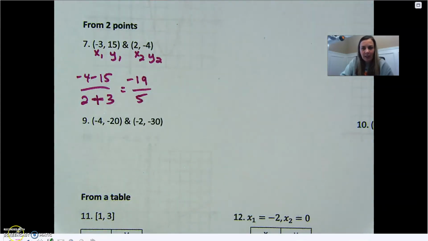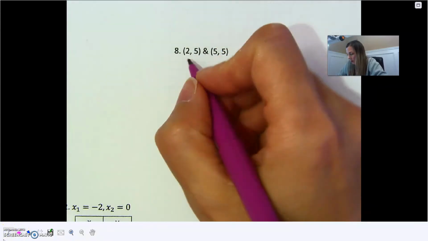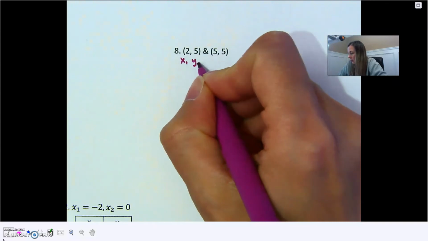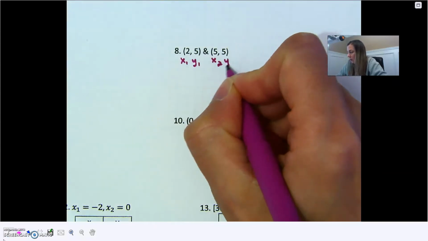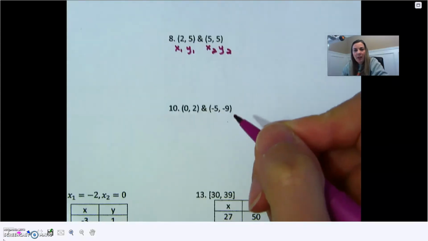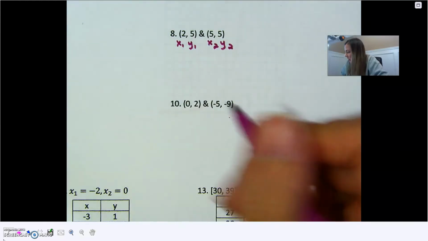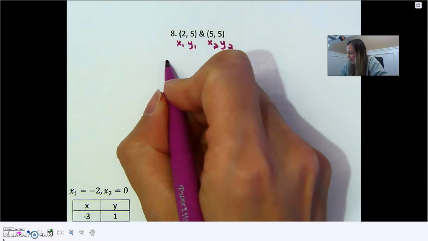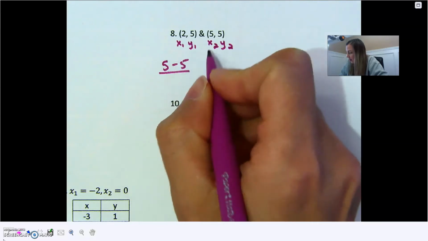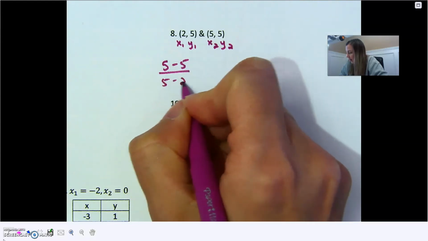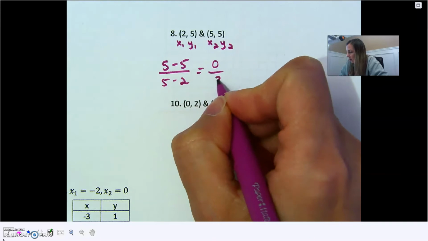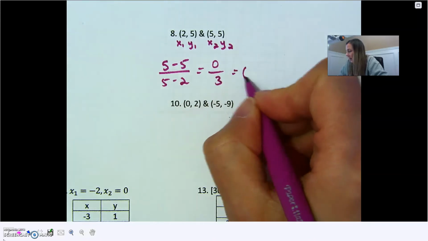All right, so let's take a look at number 8. Again, we have our ordered pairs ready to go. Here's our first ordered pair, and here's our second ordered pair. And then we just throw it into that slope formula like we've been doing all year long. So on top we have 5 minus 5 all over 5 minus 2. 0 over 3. So 0 divided by anything is 0.